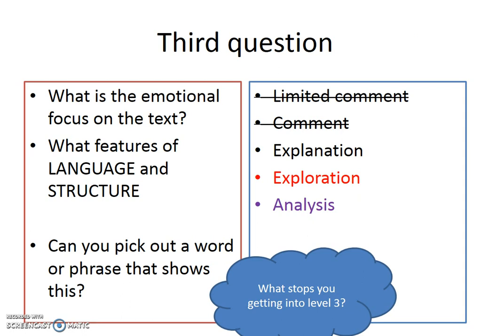So, the third question. If we look through the 5 layers on the mark scheme, it starts off with bands 1 and 2 saying limited, comment and comment, and we're not even going to consider those. So we're thinking about this idea of explanation, exploration and analysis. And what I want to ask you is, what is it that actually stops you from getting into level 3?